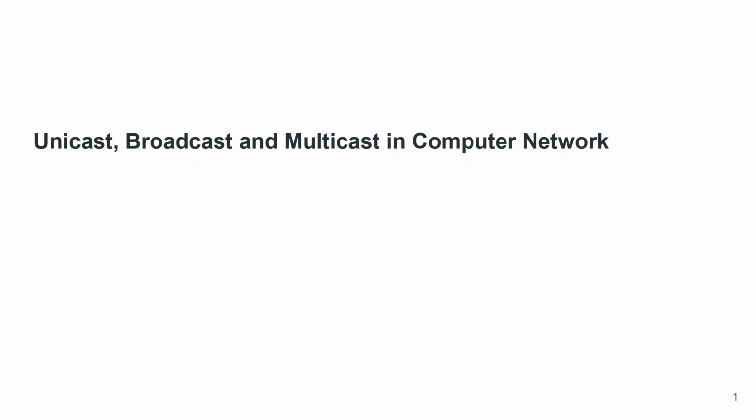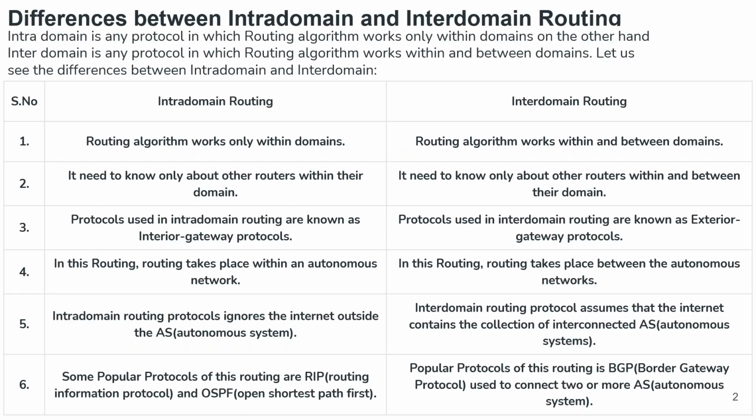Our today's topic is related to advanced computer networks, that is unicast, broadcast and multicast in computer networks. So let's begin. Let us first move on towards two related terms, that is intra-domain and inter-domain routing. Let us see the comparison between intra-domain and inter-domain routing.